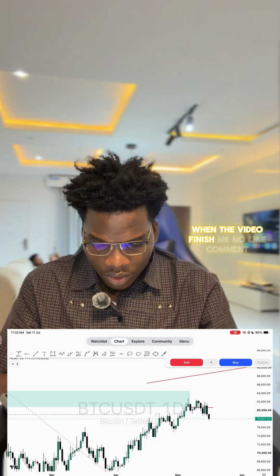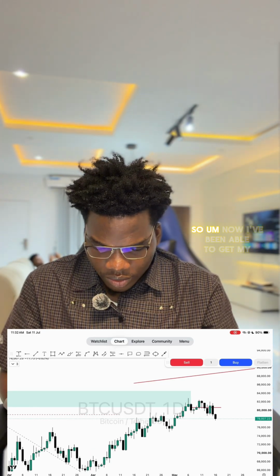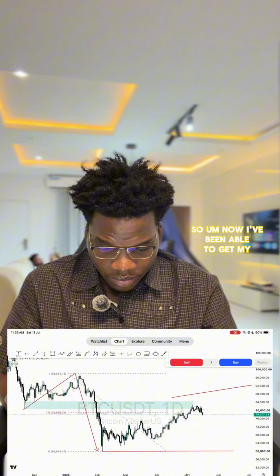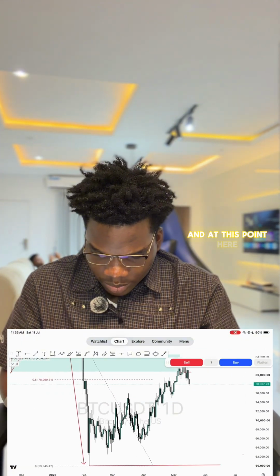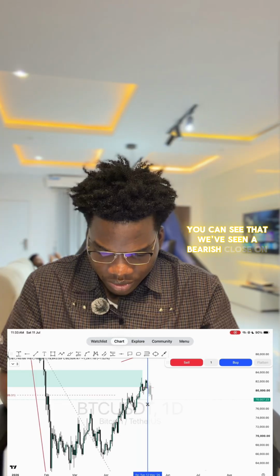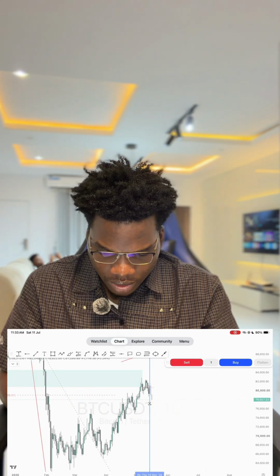So now I've been able to get my directional bias, knowing the price is coming down here, and at this point here you can see that we've seen a bearish close on the daily time frame.